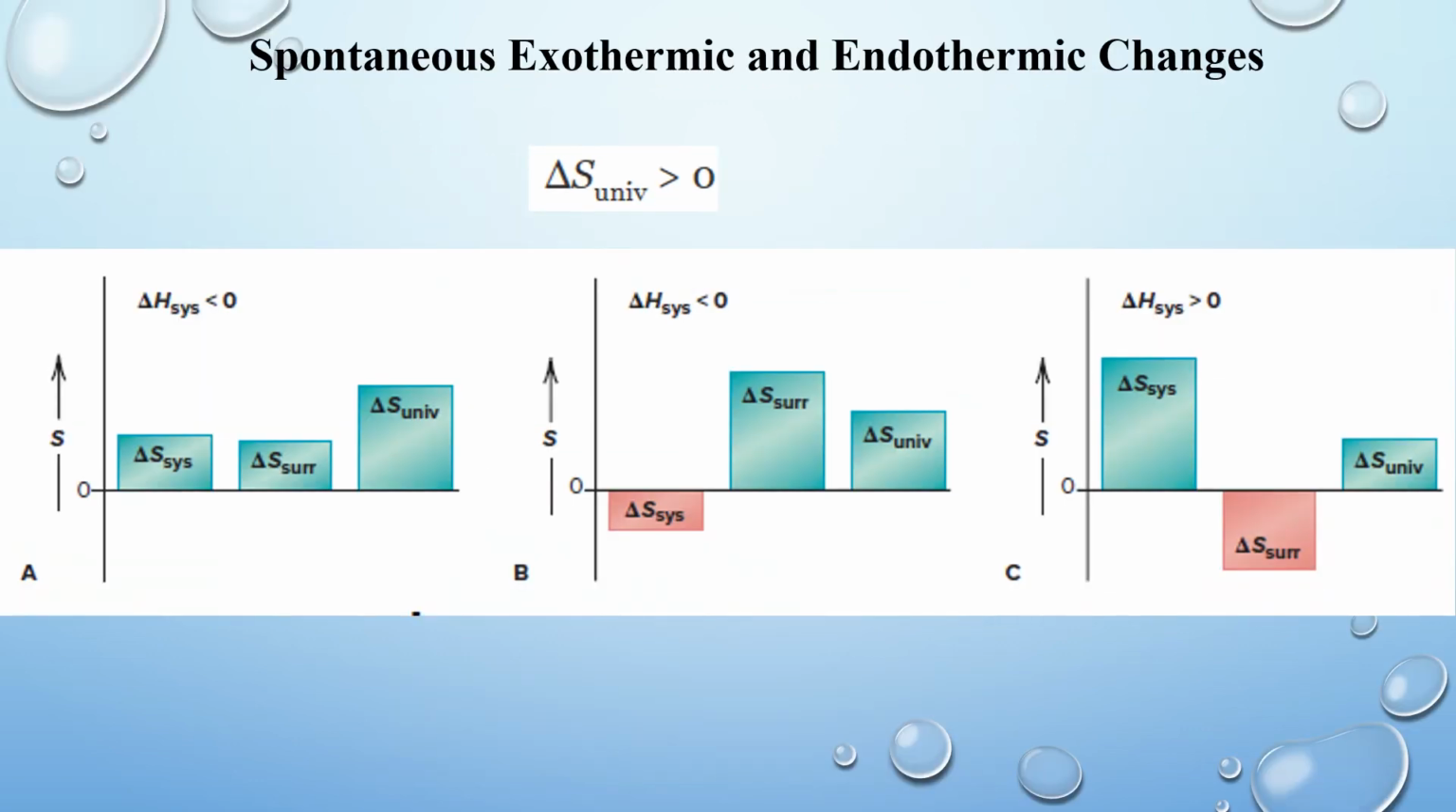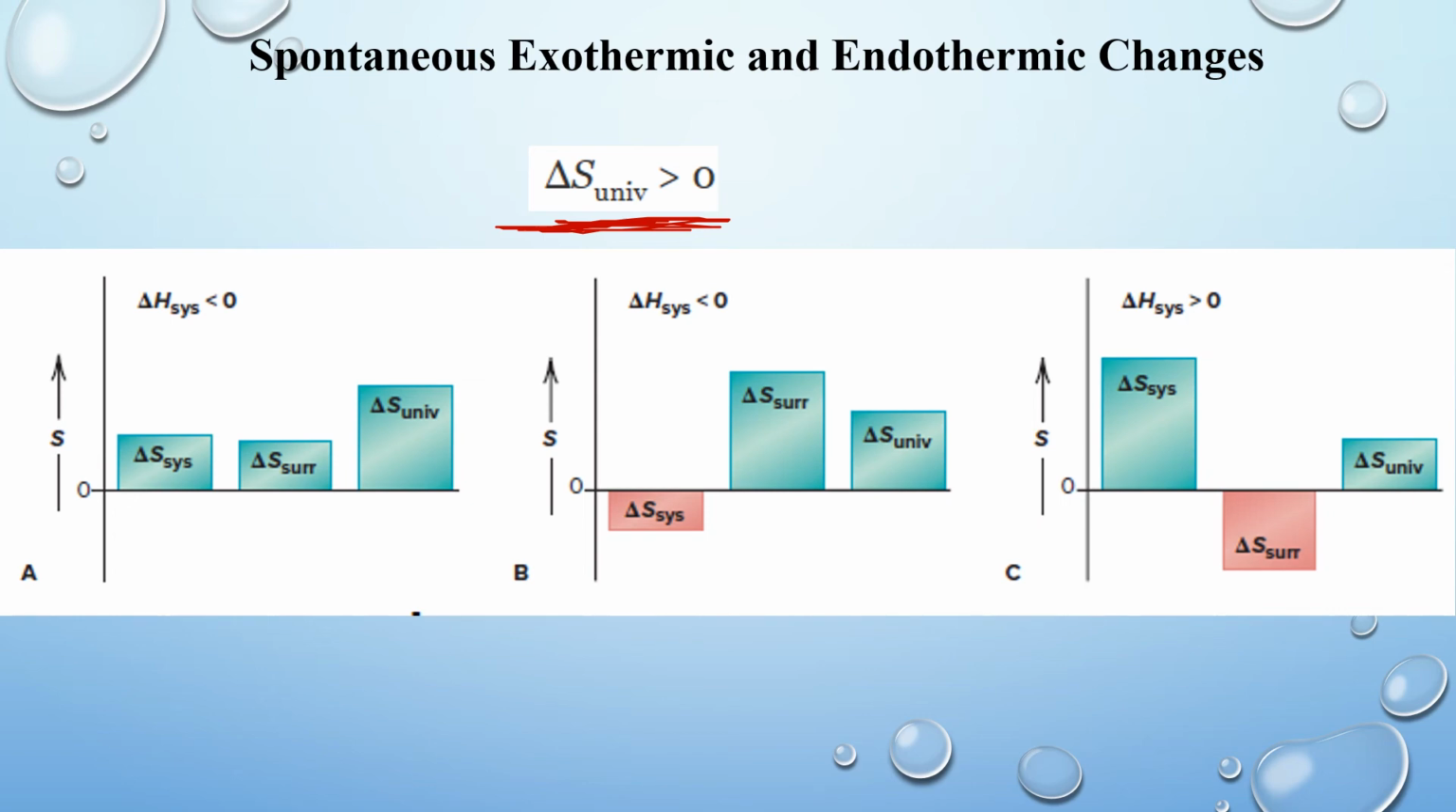So no matter what the enthalpy change is, no matter what the sign of this delta H, a reaction is spontaneous, or occurs, because the delta S universe is greater than 0. There are a few scenarios in which this delta S universe could be greater than 0, considering the different scenarios for the delta S system and the delta S surrounding.